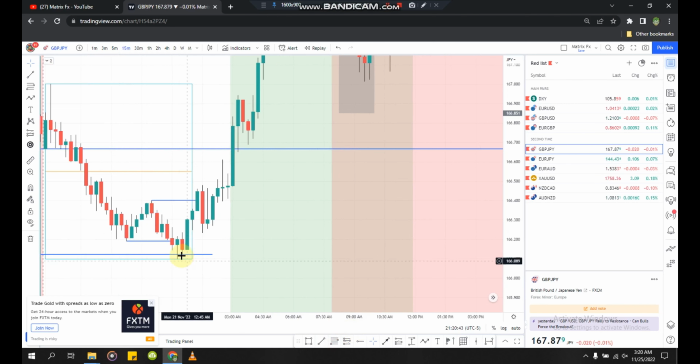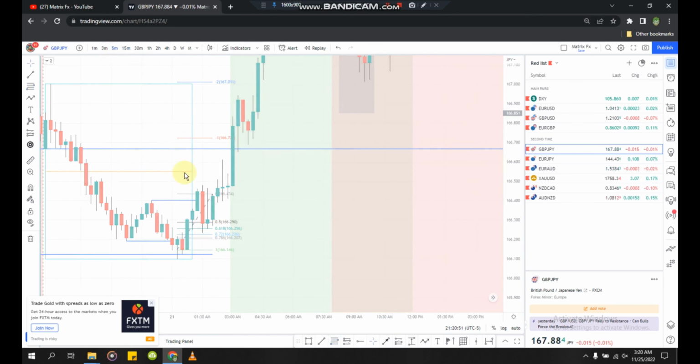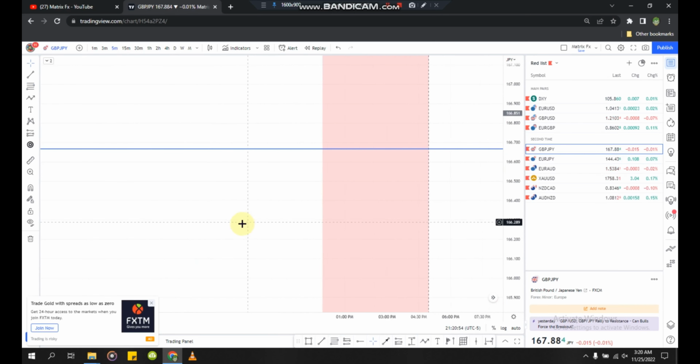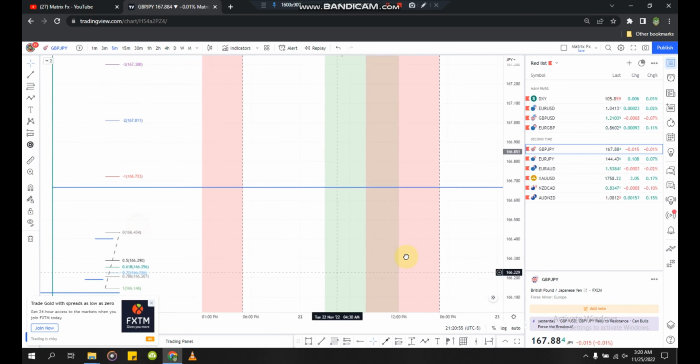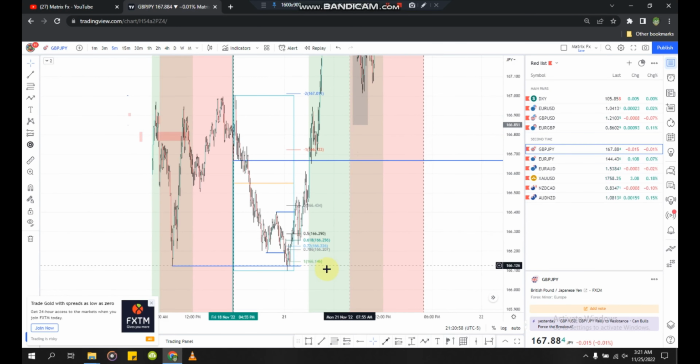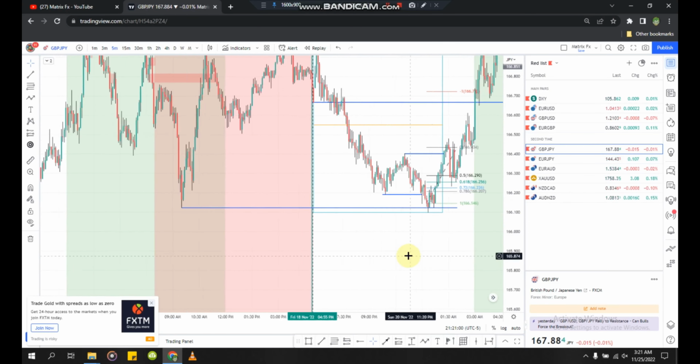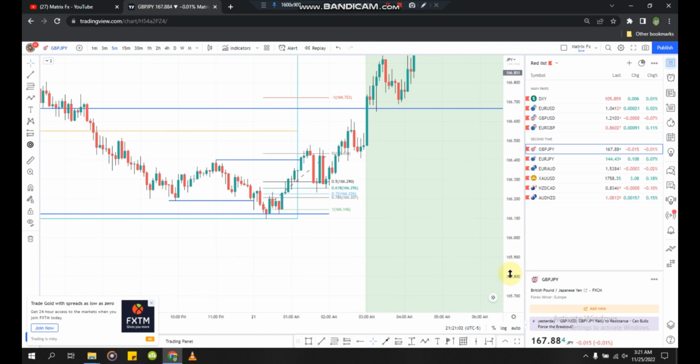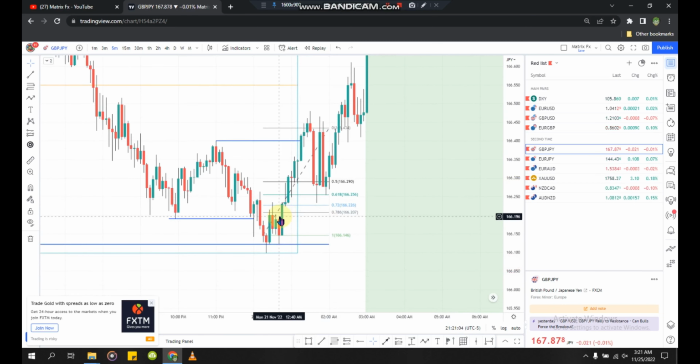If we flip the leg right here and go to a 5 minutes, we can see this fair value gap. The market didn't trade to that. You see that we wouldn't even have caught any trade.